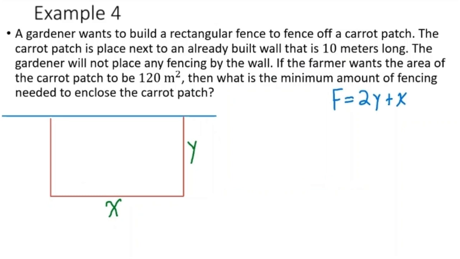Since the area of the carrot patch is fixed, we should also write down the formula for area. Area we know is length times width. So the equation relating x and y is 120 equals xy.